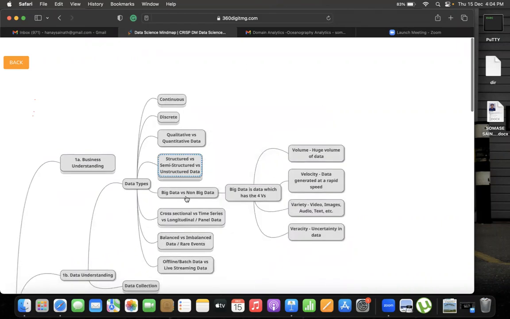Then we have big data or non-big data. So here the volume is a huge volume of data, and in velocity, the data is generated at a rapid speed. And here the variety: videos, images, audios, and text, for example.